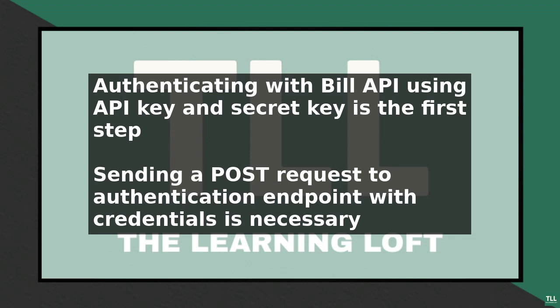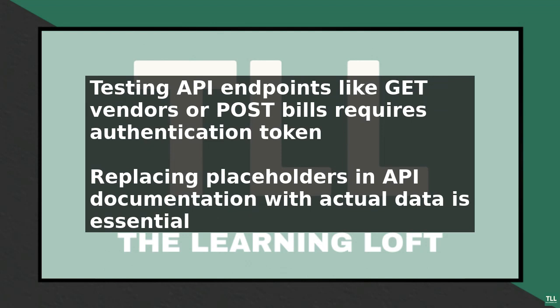When testing the API, it is essential to handle errors and exceptions properly. You can do this by checking the response status code and parsing any error messages. It is also a good practice to log any errors or exceptions for debugging purposes.